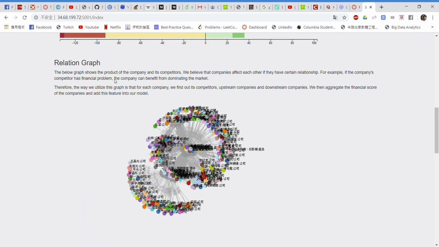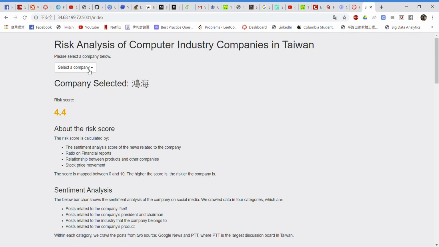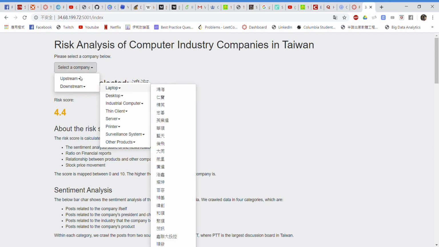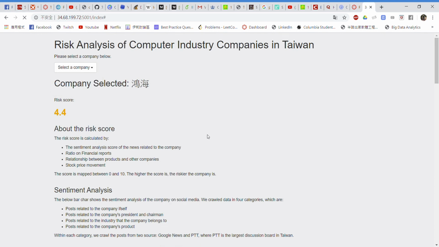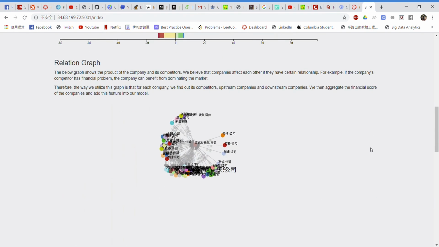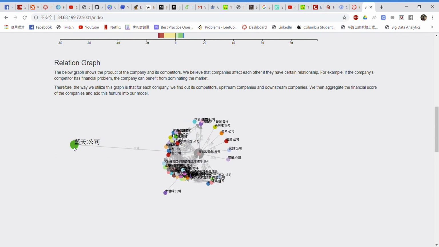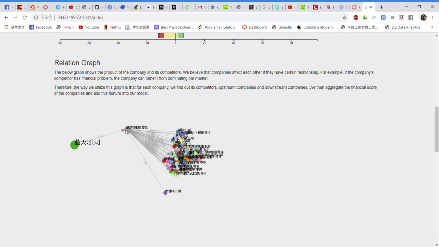And the other is the relation graph. I first switch to another company because this one is too much. For example, this one, and with this graph you can see the companies. This is the company, and this is the product it produces.